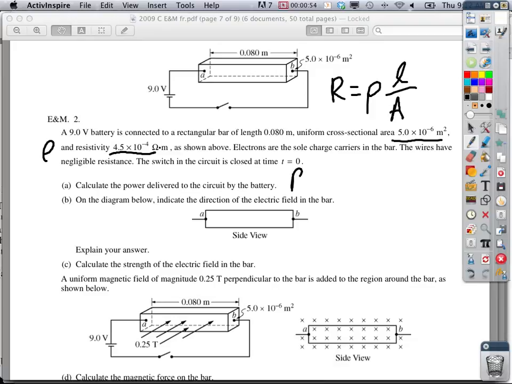So then I just use P is equal to V squared over R. So then that becomes what? V squared A over rho L. And that will give that out.